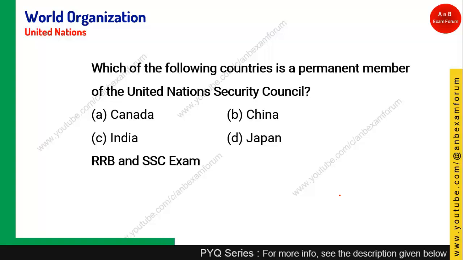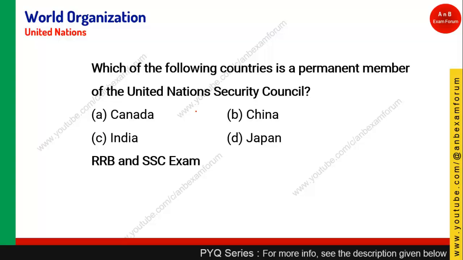Let's see the next question. Which of the following countries is a permanent member of the United Nations Security Council? Just now we saw that US, UK, France, Russia and China are the permanent members of the UNSC. India is not a permanent member, Canada is not, Japan is not. Only China is the permanent member of the UNSC.